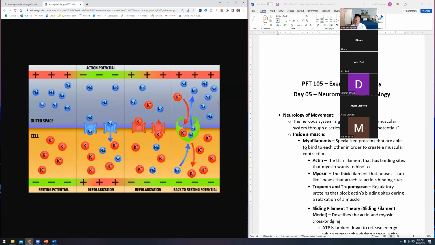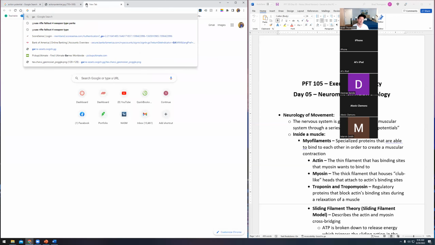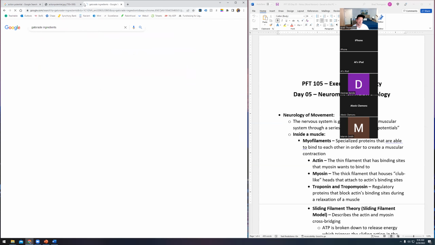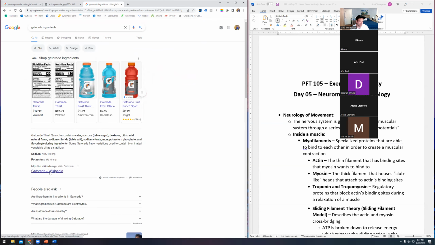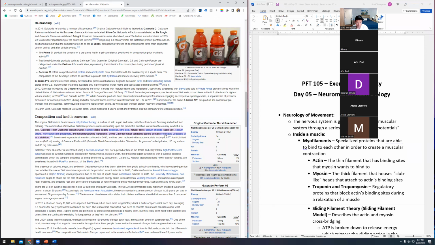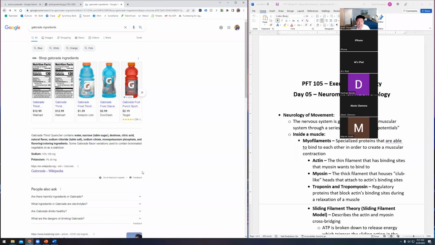So here's the thing. There is actually sodium. The active ingredient in Gatorade is sodium citrate. If we look at Gatorade, it is 10% sodium and 1% potassium. So there is sodium in Gatorade for sure, no argument there. However, it also includes monopotassium phosphate, aka potassium. So it's got some potassium in there as well.